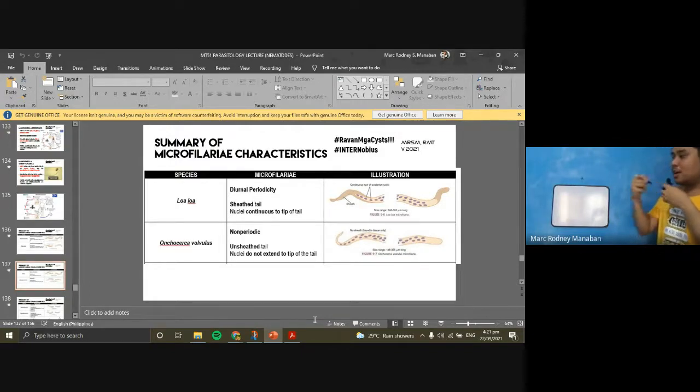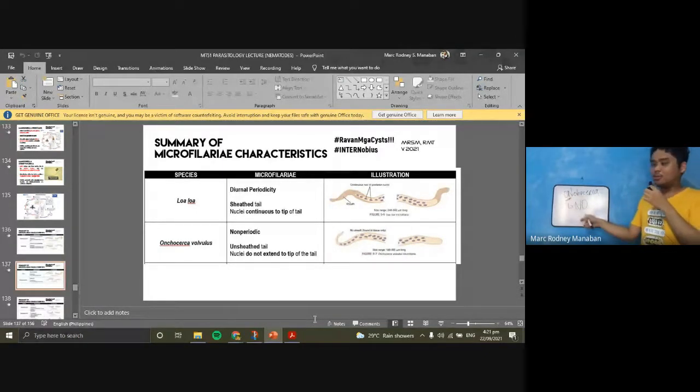So how do we remember? It's in the name, the first two letters of Onchocerca: On. If we reverse it, it becomes no. So Onchocerca: no sheath, no nuclei at the tip of the tail, non-periodic. Lots of no's. No sheath, no periodicity or non-periodic, and lastly, no nuclei at the tip of the tail. Please take note. Onchocerca, no.